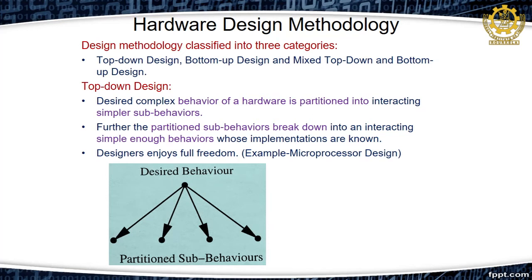So, entire complex behavior has to be partitioned into sub behaviors. What we are doing is a top down approach, where you can see the desired behavior is at the top, and out of that we can partition it into sub behaviors. Like if there is a big processor design, the processor can be further divided into control unit and data path. Control units can further be divided into FSMs. Similarly, data path can further be divided into ALU, registers or shifters.